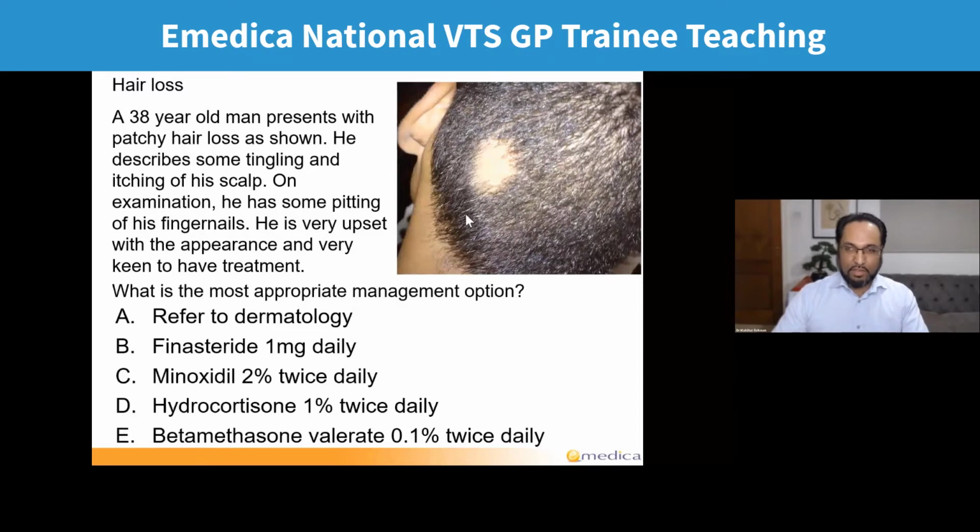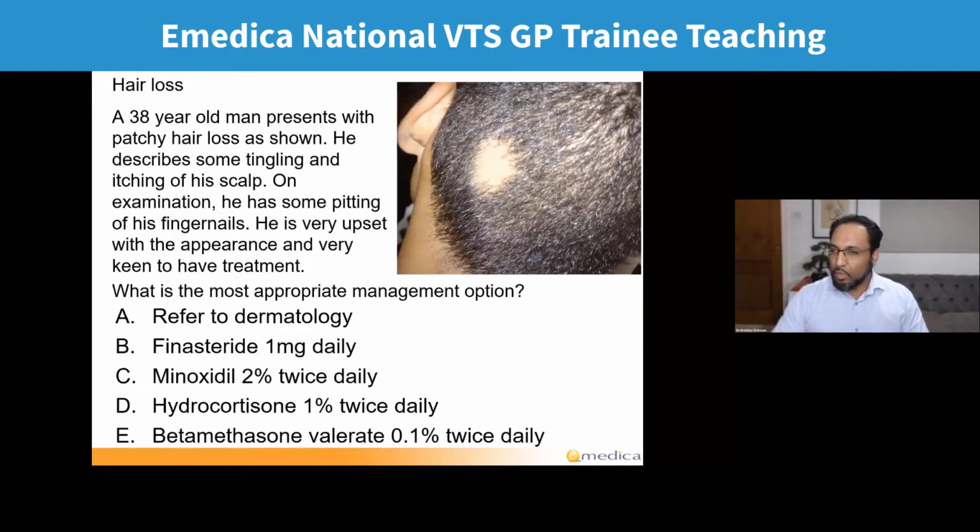It's alopecia areata. Now, I can see why some of you have thought about psoriasis, maybe because of the pitting of the fingernails. But if you actually look at the scalp, there's no scale there. There's no plaque, and so that doesn't fit quite as much. What does fit, especially with the tingling, is alopecia areata. So now that makes it a little bit easier. What's the right way to manage that?